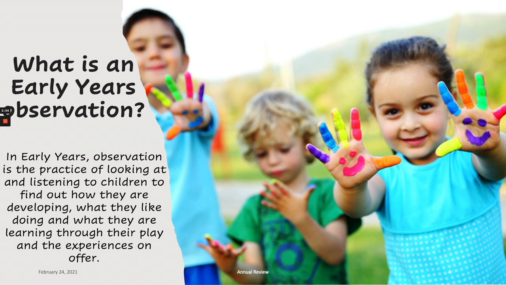Observations can be completed in a variety of ways, such as photographing a piece of work, making some notes on a post-it note, or most commonly using software such as Too Simple, Seesaw or Tapestry to photograph or video the child engaging in an activity, accompanied by a detailed description of what is happening in the picture.